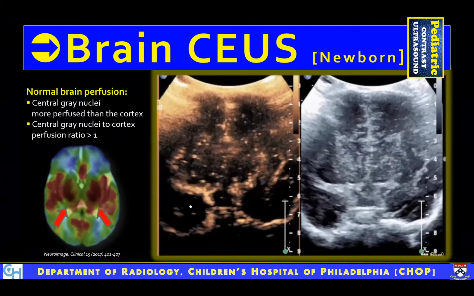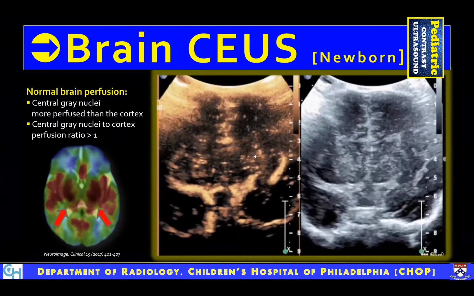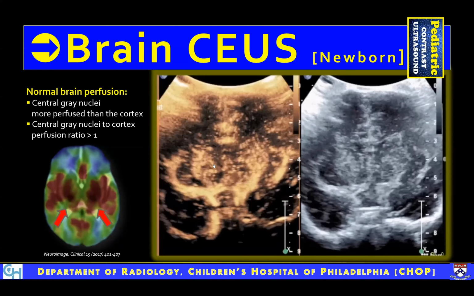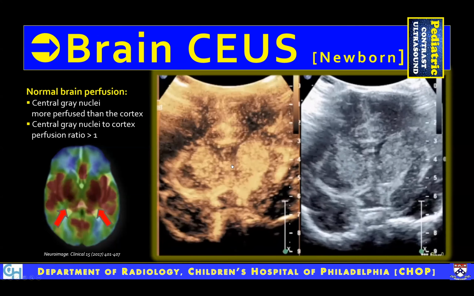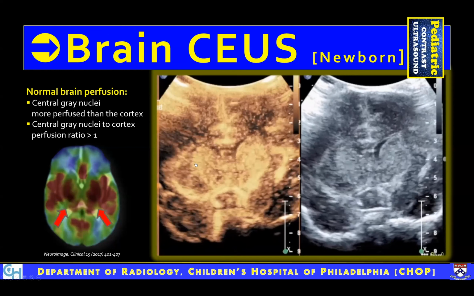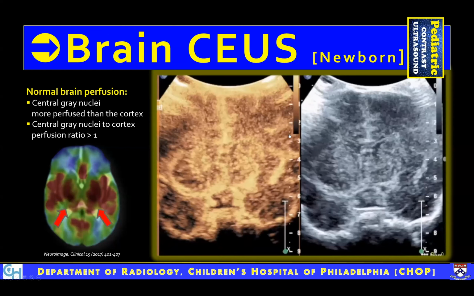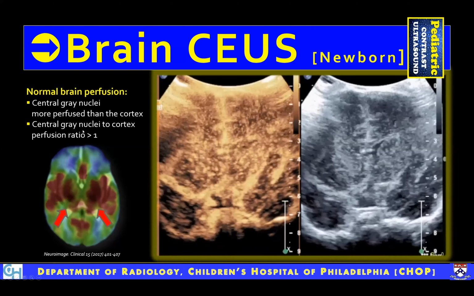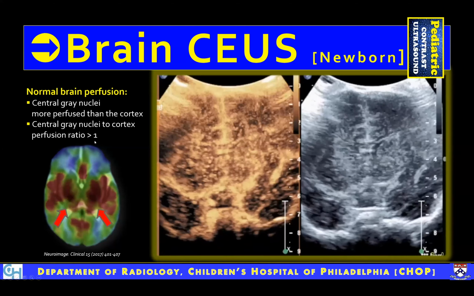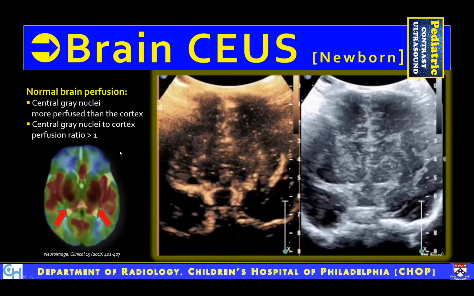Here is the real-time visualization of how the brain enhances. This is in the midline coronal image. Here you see the basal ganglia. They do enhance much more than the cortex. And so the perfusion ratio, central gray nuclei to cortex, is more than 1.